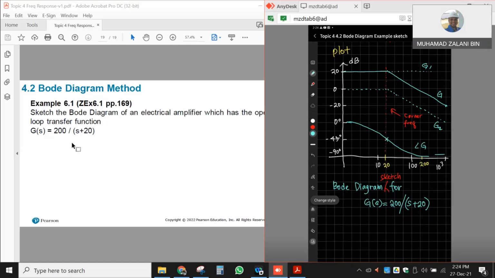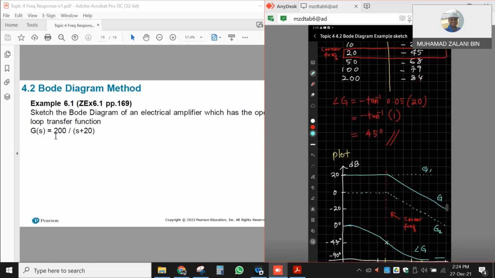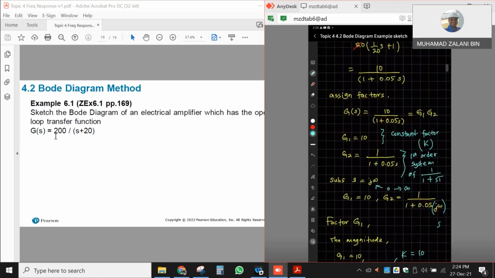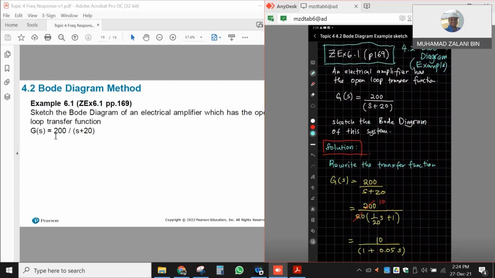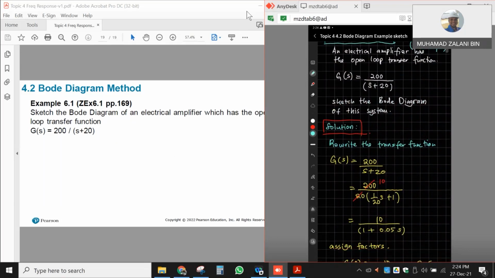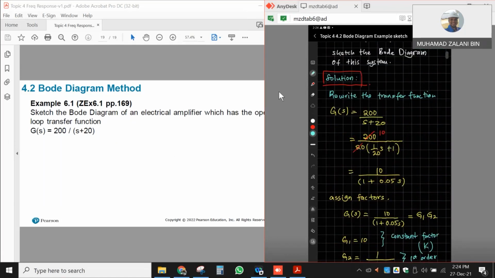As we can see, this is a problem related to sketching the Bode diagram for first order system transfer functions.